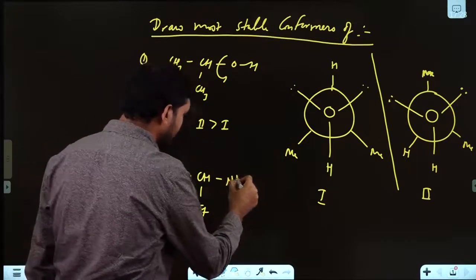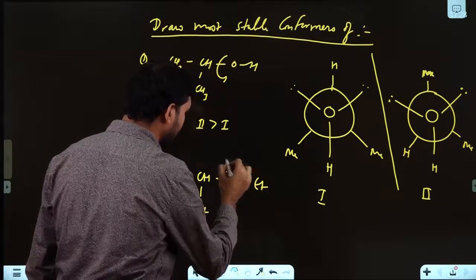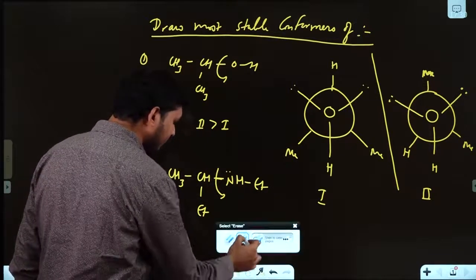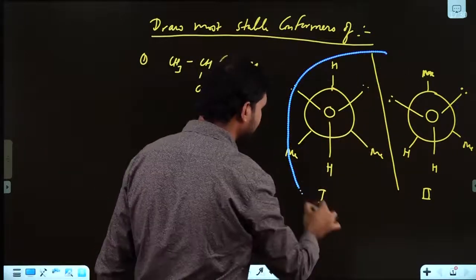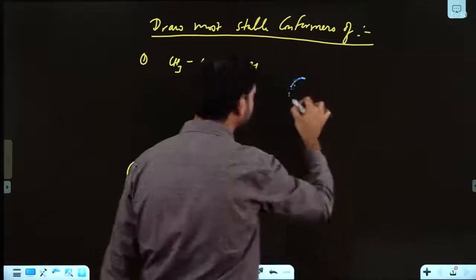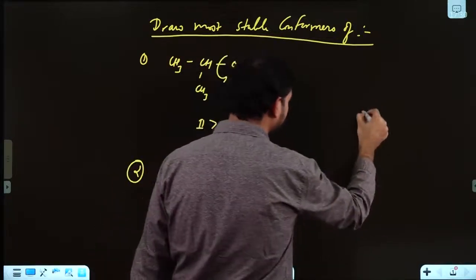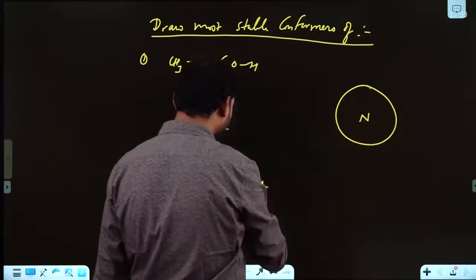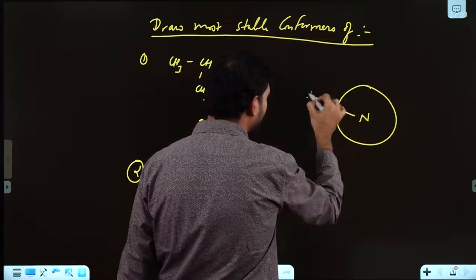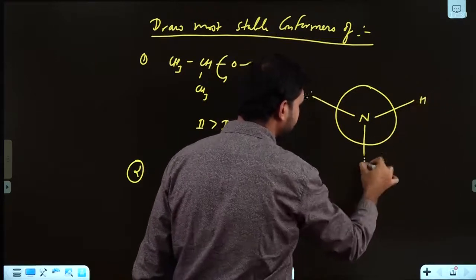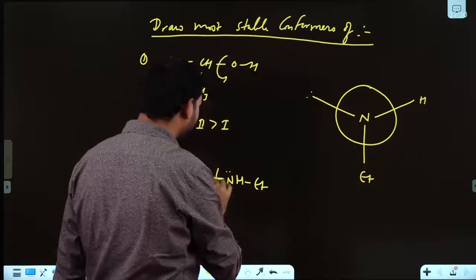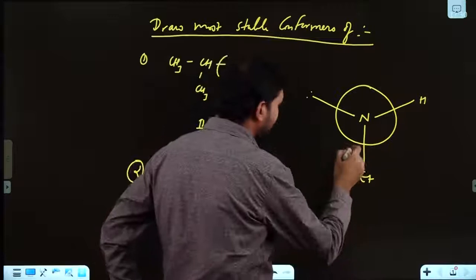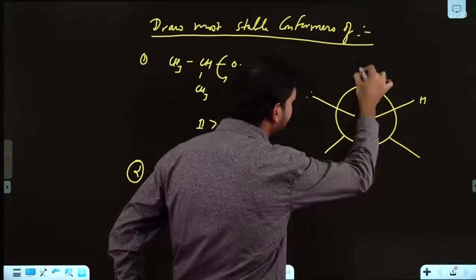CH3CH(Et)NH(Et) across the carbon-nitrogen bond. I think everyone must have drawn this structure. Nitrogen in front, and backside is your carbon. This nitrogen is having one lone pair, hydrogen and ethyl. This carbon is having hydrogen, ethyl and methyl. So these three positions we have.